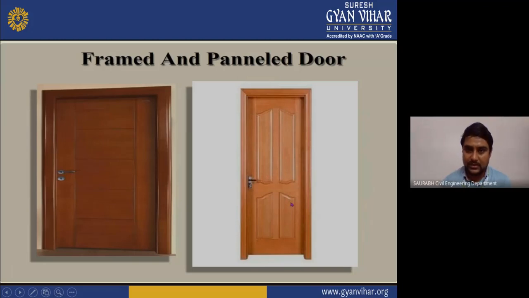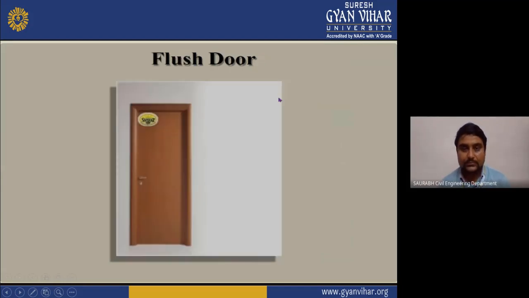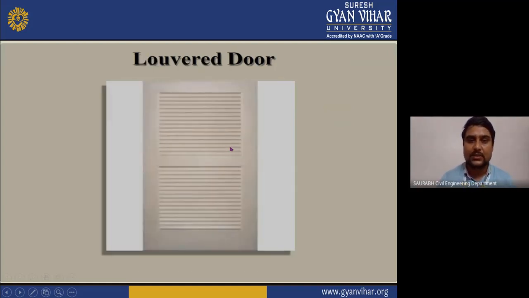Now come to the framed and paneled doors. This is a very good type of door which is provided in living rooms, and you can also provide it in homes. And this is your glazed door. If you see the size of a glazed door, it will look like this. It may be half covered and half open. And this is your flush door. As you can see, this is also provided in the WC and kitchen area. And louvered door, this is provided for aesthetic view.